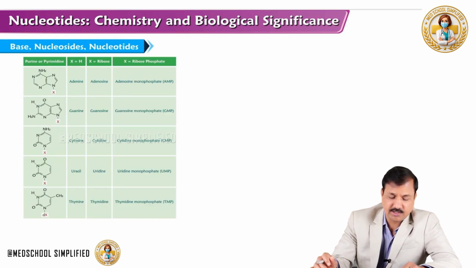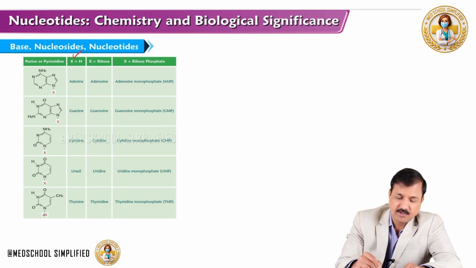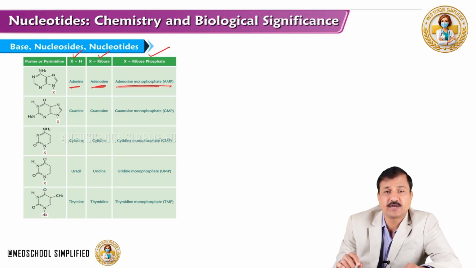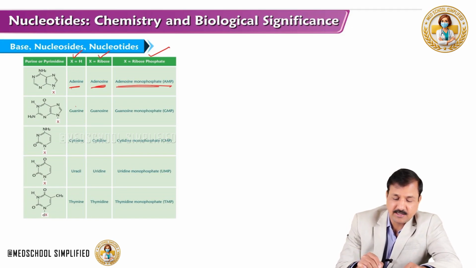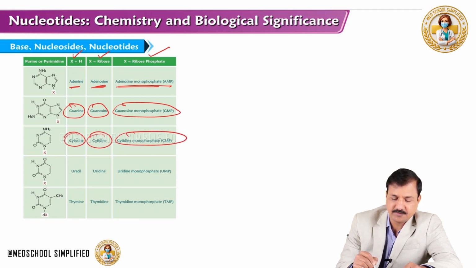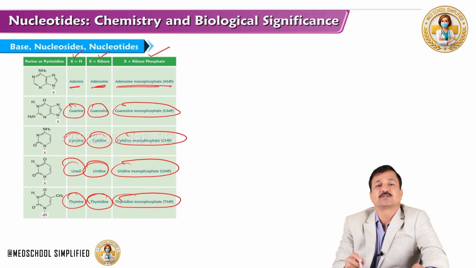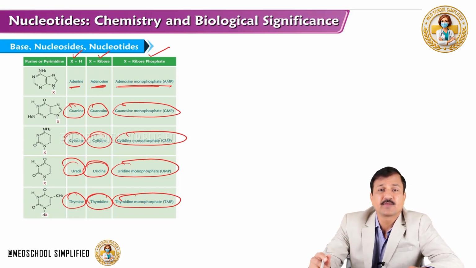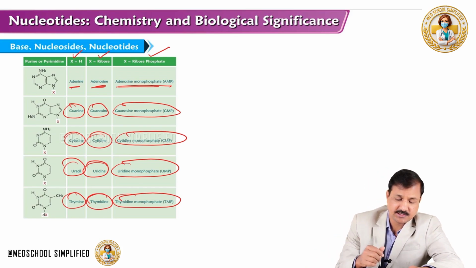This table shows you the base, nucleoside and nucleotide. For adenine, adenosine is the nucleoside and adenosine monophosphate is the nucleotide. Similarly, guanine, guanosine, guanosine monophosphate; cytosine, cytidine, cytidine monophosphate; uracil, uridine, uridine monophosphate; thymine, thymidine and thymidine monophosphate. These are the corresponding nucleosides and nucleotides for individual bases that you must be aware of.